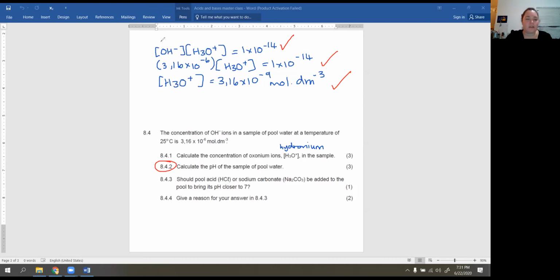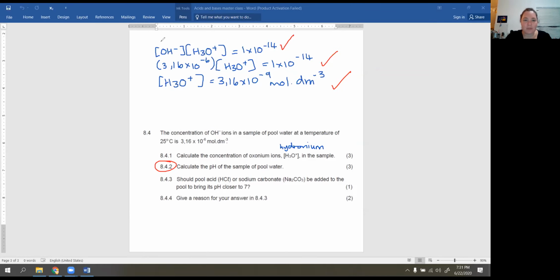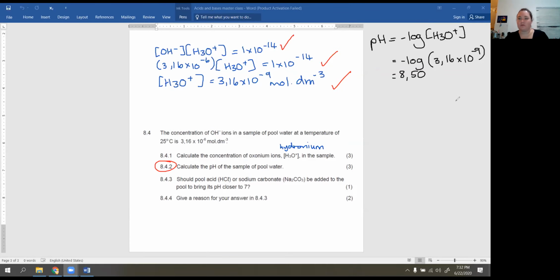Okay, can I quickly just check who's got the answer ready? All right, good. So I got an answer of 8.5. Please double check with your values that they always make sense. We expect this particular solution to be basic, because we had a concentration where there were more hydroxide ions than hydronium ions. I'm giving you a bit of a heads up here.